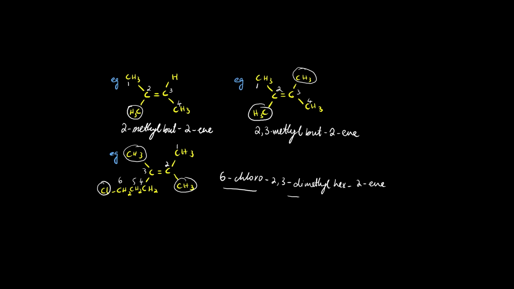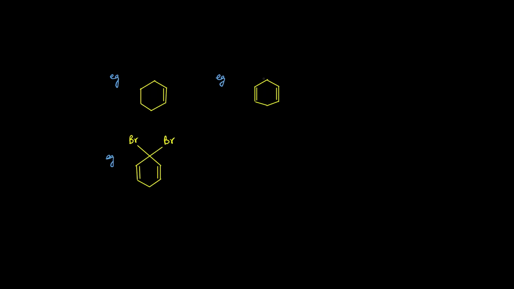Now these are non-cyclical compounds. What if we have cyclical alkenes? What are their names like? Now this alkene is simply just a 6 carbon alkene, right? So, and the carbon double bond is on the first carbon, so the name would simply be cyclohexene, right? But what if you have two alkene groups?